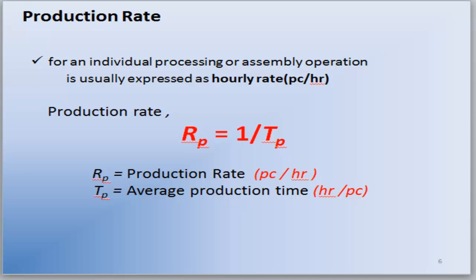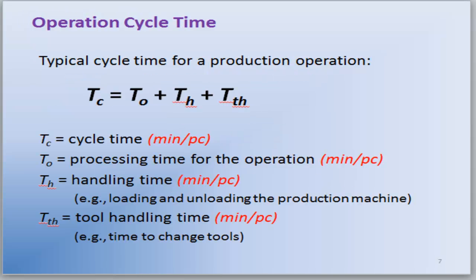Before I discuss these three types of production, I am starting with the cycle time, also known as the operation cycle time, TC. For any production operation, the cycle time TC is defined as the time that one work unit spends being processed or assembled. It is the time between when one work unit begins processing or assembly and when the next unit begins. So TC is the time an individual part spends at the machine, but not all of this time is productive.